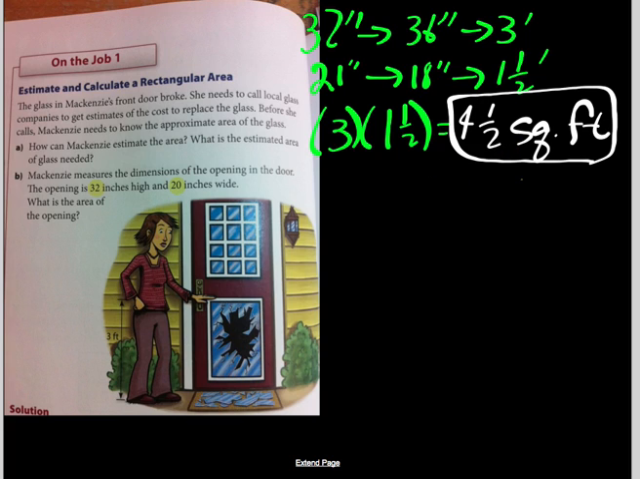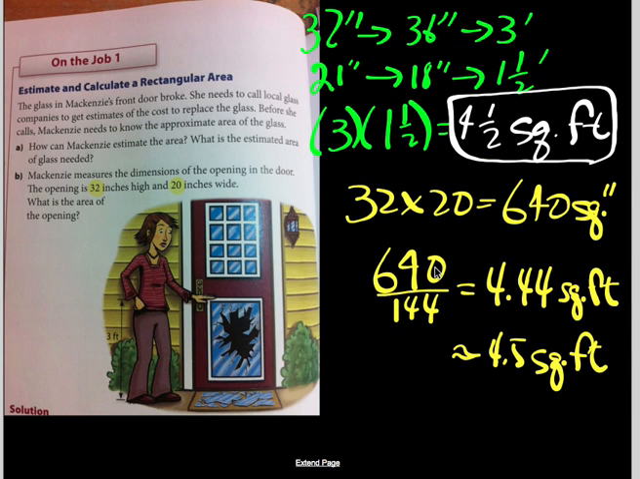Part B says calculate the actual area of Mackenzie's window. What I took was 32 times 20, and I got 640 square inches. Then I took that number and divided it by 144. Now remember, we talked about this in class. Since you're going 2 dimensions, you're going 1 here. Let me just draw this for you. This was 32 inches up on her window, can you see that down here? And 21 inches across. I have to divide by 12 here and also by 12 here.